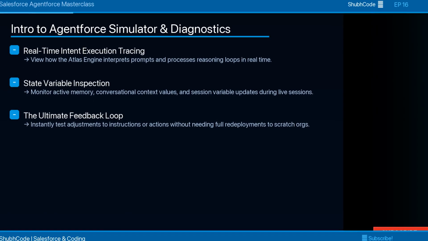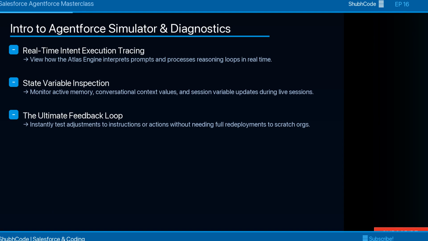Imagine trying to debug an autonomous driverless car by just waiting for it to hit a wall and reading the police report. That is what debugging an AI agent without a simulator feels like. Today, we are cracking open the Agentforce Simulator, your ultimate flight control deck for testing autonomous agents. This isn't just a basic chat window, it is a full-featured state debugger that exposes how the Atlas reasoning engine evaluates user intents. We will explore how to trace the agent's decision-making loops, inspect real-time variable states, and analyze the exact prompts sent to the LLM before they execute.